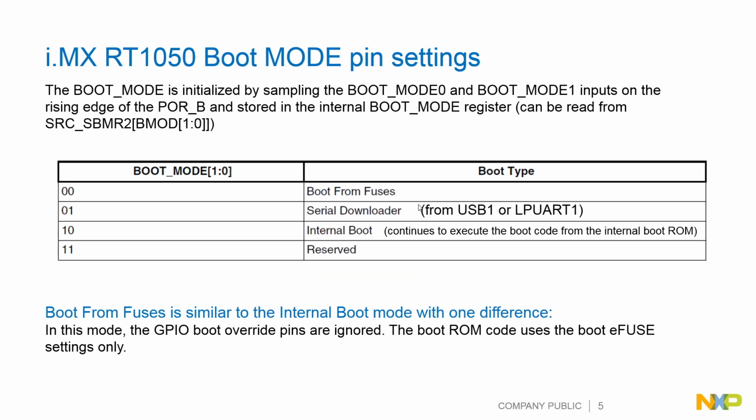The ROM serial downloader mode is a special mode where execution stays within the ROM and you can then send commands directly to the ROM, which can be used for provisioning of fuses and or loading of applications into external memory. Serial downloader mode communicates over the USB 1 port or LPUART1. We recommend that you have at least one of these ports accessible on your board.